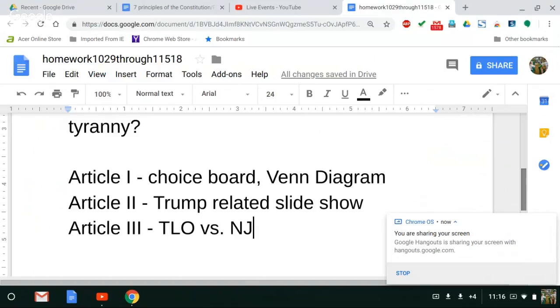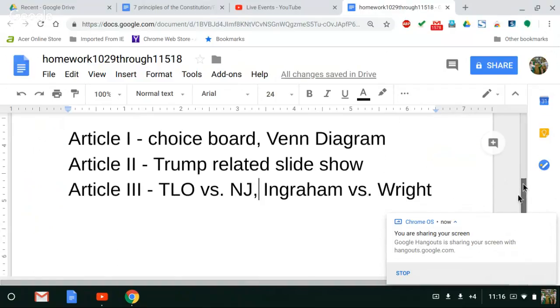Students usually like this TLO case, and I usually introduce it with Ingraham versus Wright. They like that one as well. They're both school-related cases that actually went to the Supreme Court, and the students usually enjoy that. We'll do that today, and then students have learned about all 3 articles.